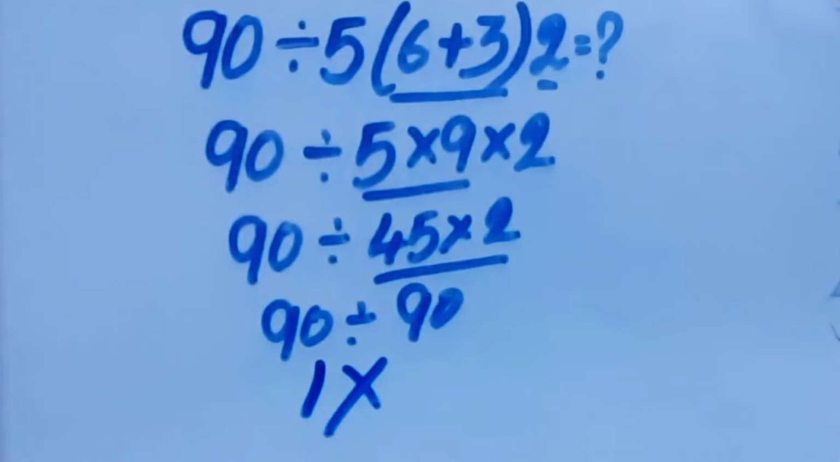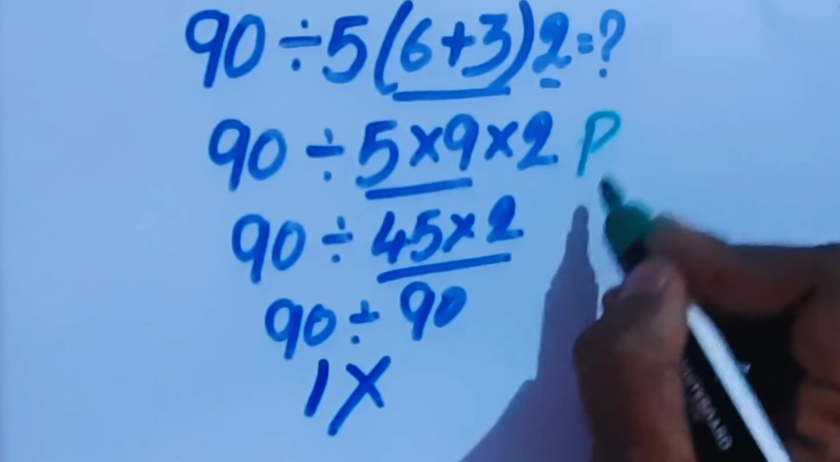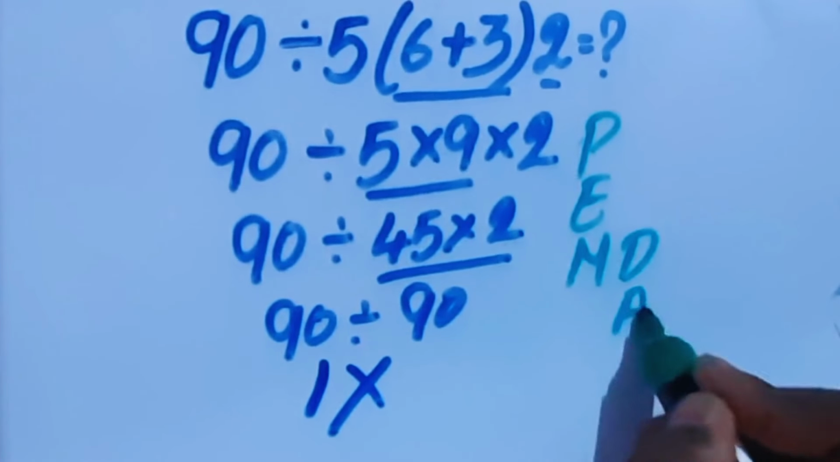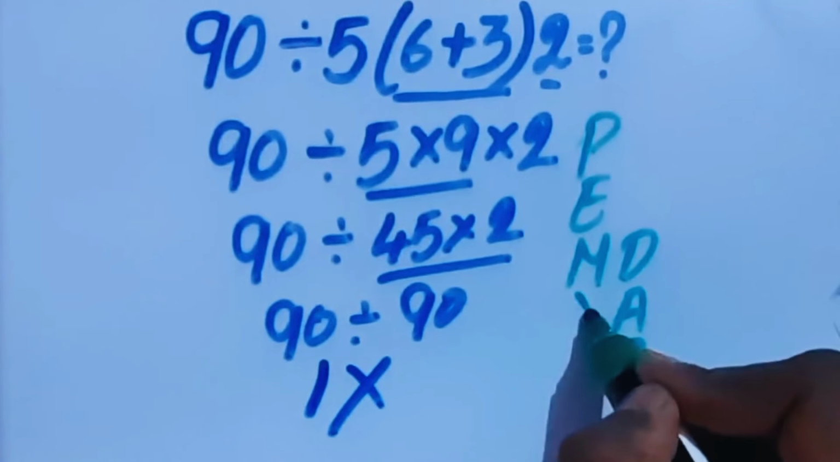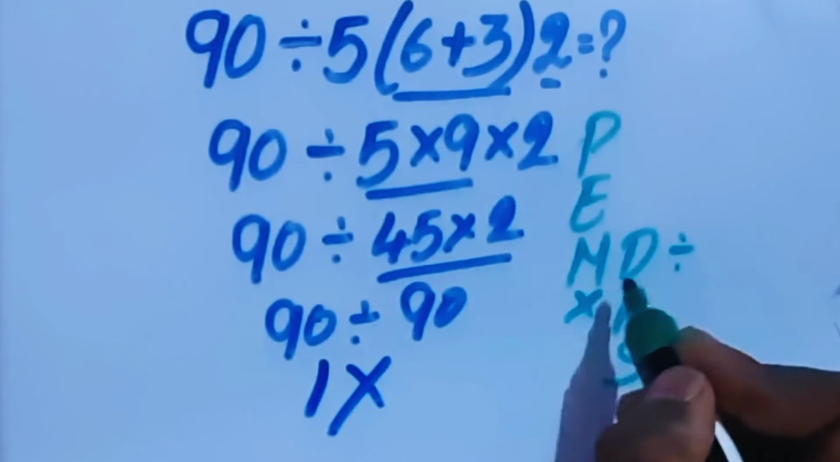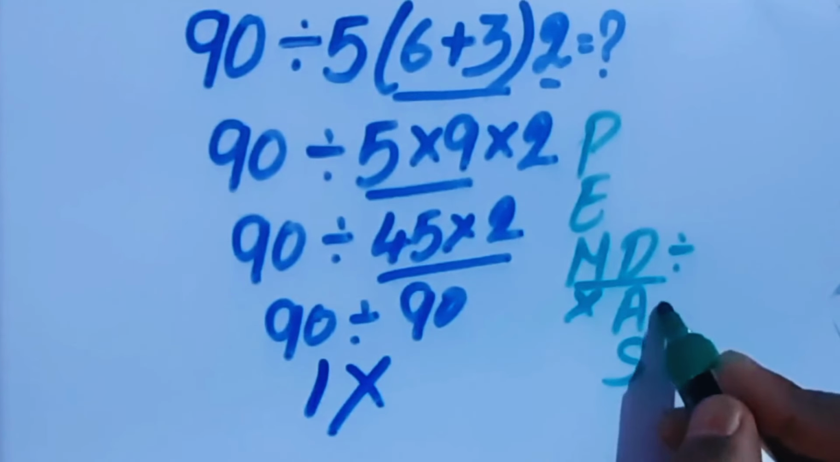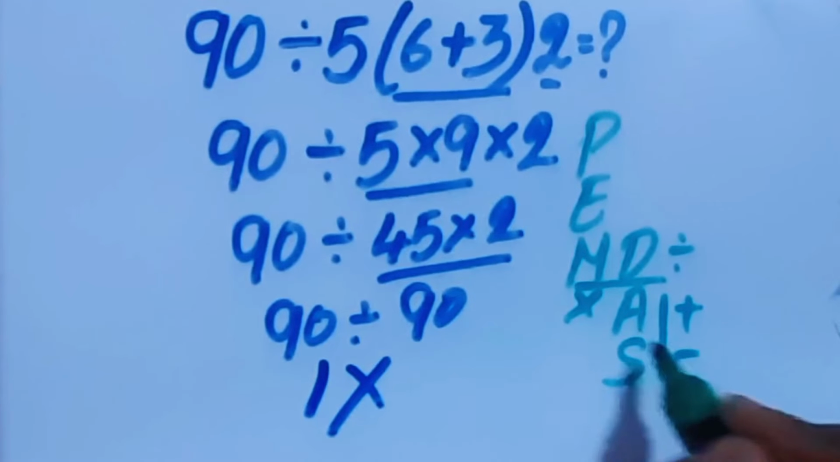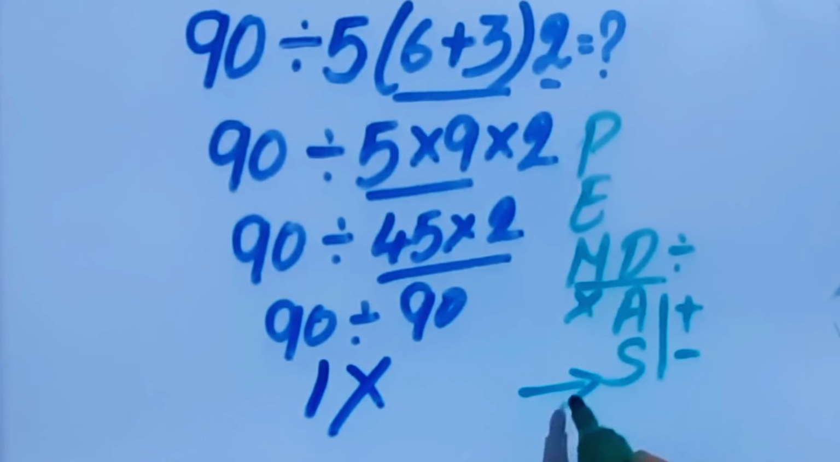This is wrong. As per PEMDAS, here this is multiplication and division. Both are equal priority. Also, addition and subtraction are equal priority. For these, we have to follow the left to right rule in the problem.